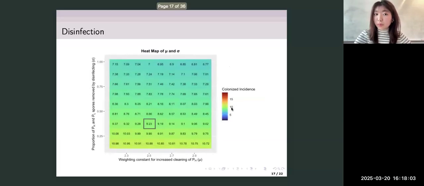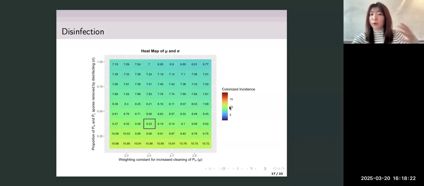So the next thing we kind of explored was disinfection, and Kristen kind of touched upon this in her sensitivity pairwise Z test. And two parameters that we wanted to explore was mu, which is our weighting constant, so for more cleaning in these high traffic areas such as cafeterias and common rooms, and sigma, which is the proportion of high and low traffic area spores removed by disinfecting. Here we have the numbers and the color corresponding to the colonized incidence. And we've also marked the baseline by the gray box in the middle with the 9.23.